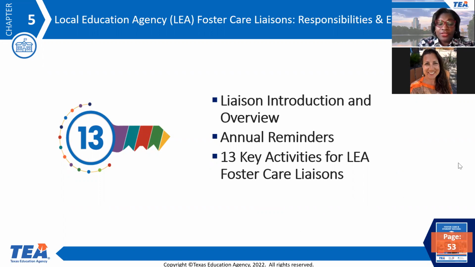And this information starts on page 53. Chapter 5 starts on page 53. This chapter was expanded and provides you with more keys than in the last one. So we want to make sure that you look at those key activities. Those key activities actually start on page 57. So chapter 5 begins on page 53, but if you're looking for those keys and want to understand more of what you're supposed to be doing as a LEA foster care liaison, that starts on page 57.